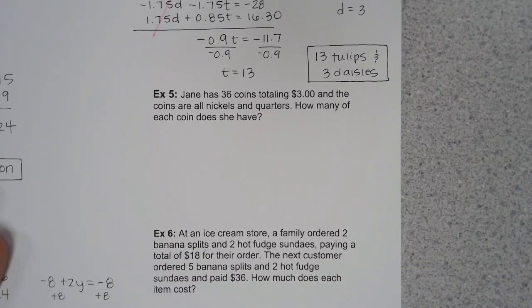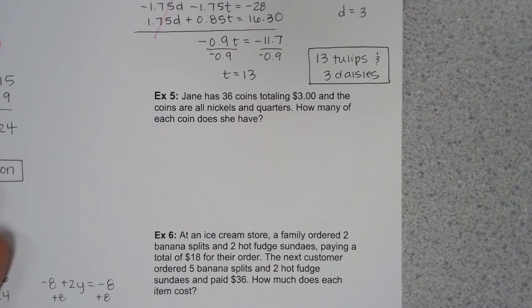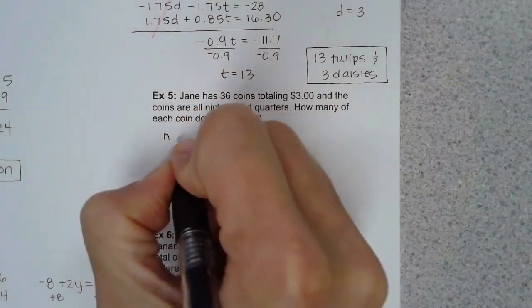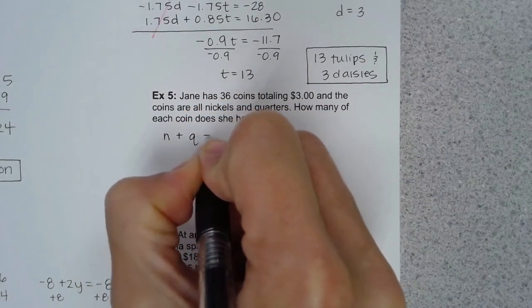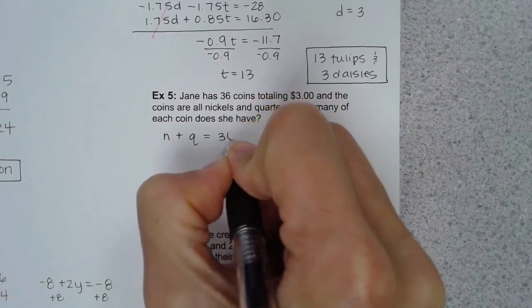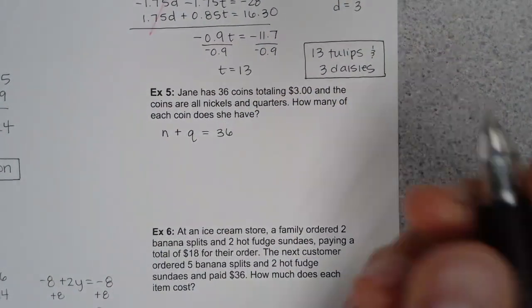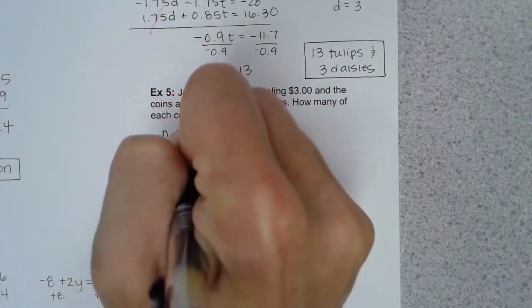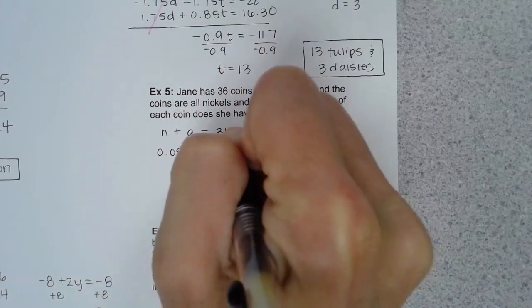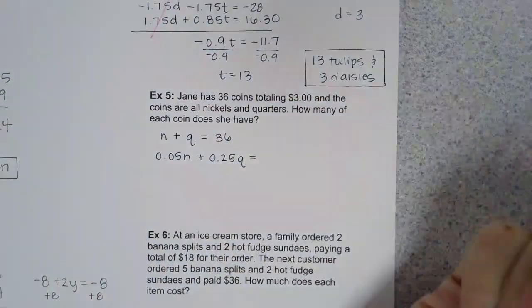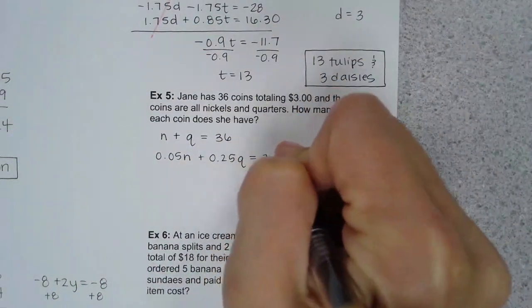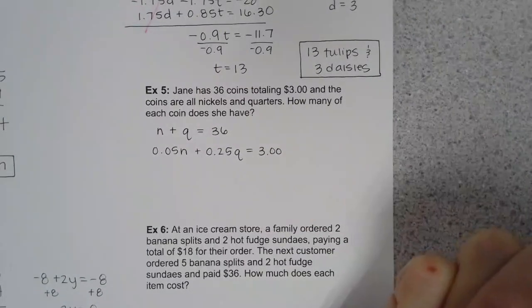On example number 5, you have to read the words to the question and come up with the equation yourself. Jane has 36 coins totaling $3, and they're all nickels and quarters. How many of each coin does she have? So she has n nickels and q quarters, and it says that she has 36 coins altogether, so that would be your first equation. Nickels are worth 5 cents, and quarters are worth 25 cents, and altogether she has $3 total in money. So creating the two equations is your first step in solving this.